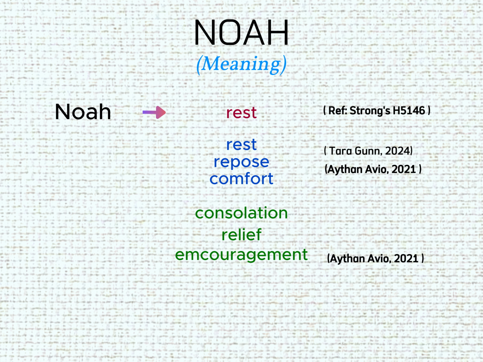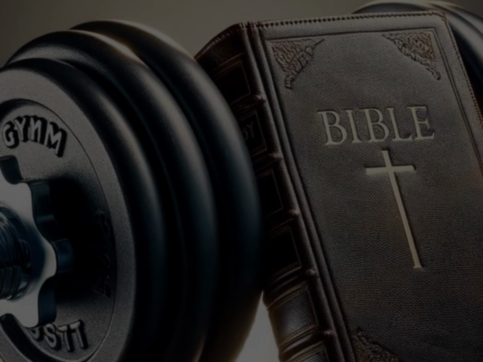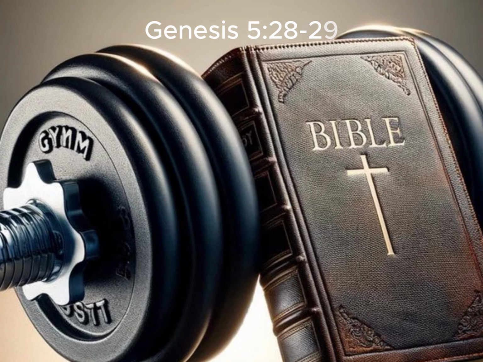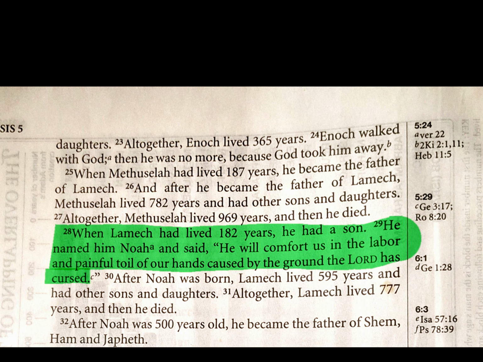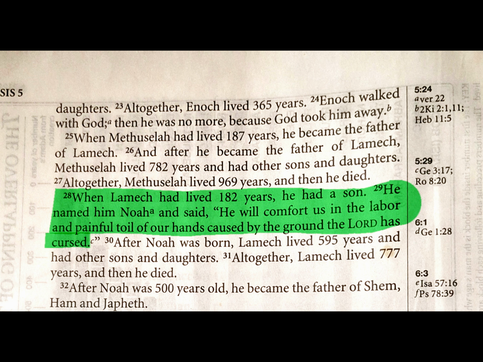They are of this view because his father Lamech named him purposefully so he might save them from hardship. This can be found in Genesis chapter 5 verse 28 and 29. 28. When Lamech had lived 182 years, he had a son. 29. He called him Noah and said, "He will comfort us in the labor and painful toil of our hands caused by the ground that the Lord has cursed."